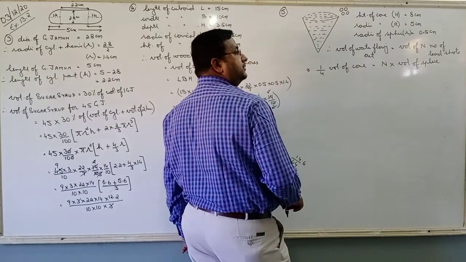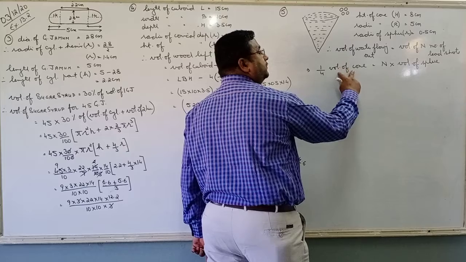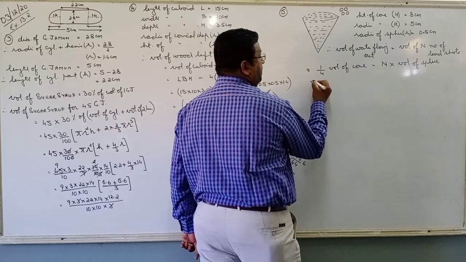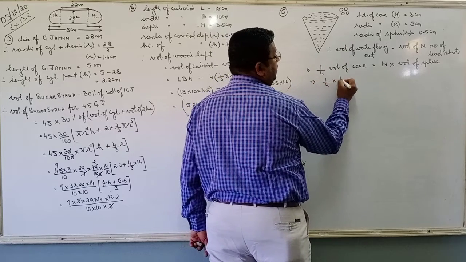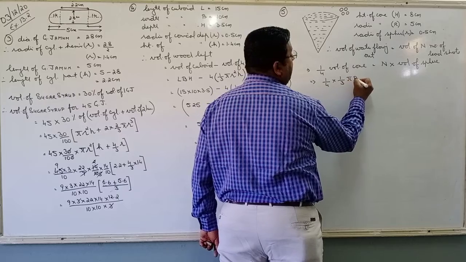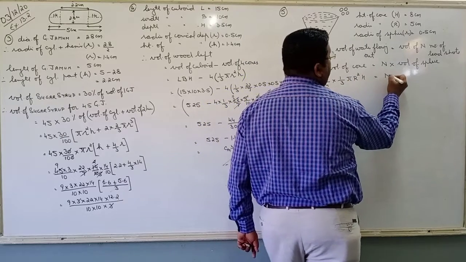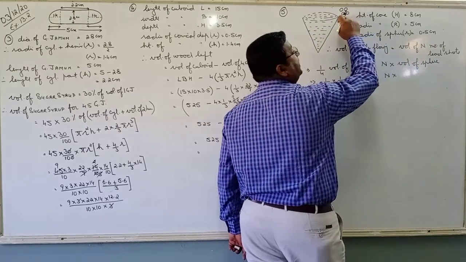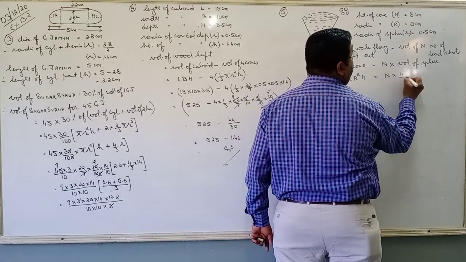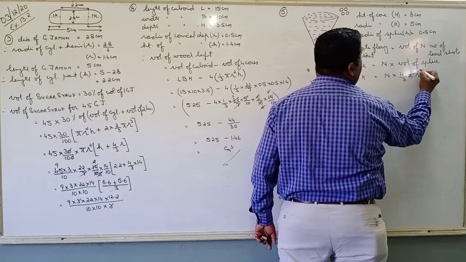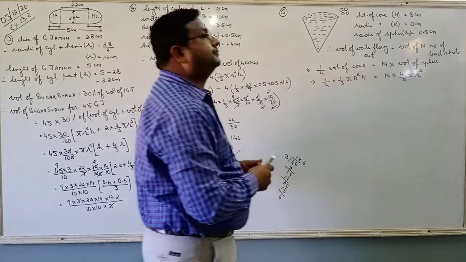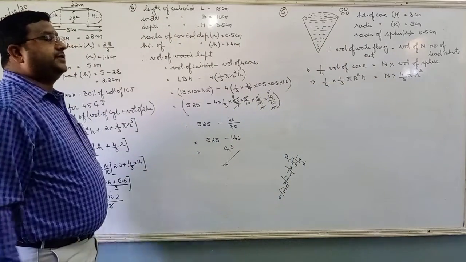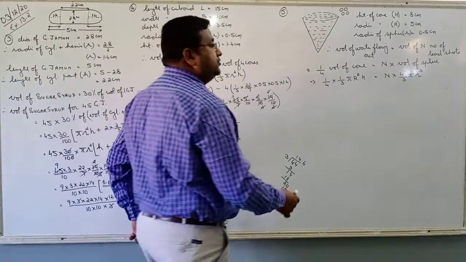Yes, he is telling you 1/4 of the volume of water is falling out. So 1/4 into volume of cone, 1/3 pi r square h, is equal to number of lead shots n multiplied by volume of one lead shot. What shape is the lead shot? Sphere. So 4/3 pi r cube. Everything is given. Just substitute the values.